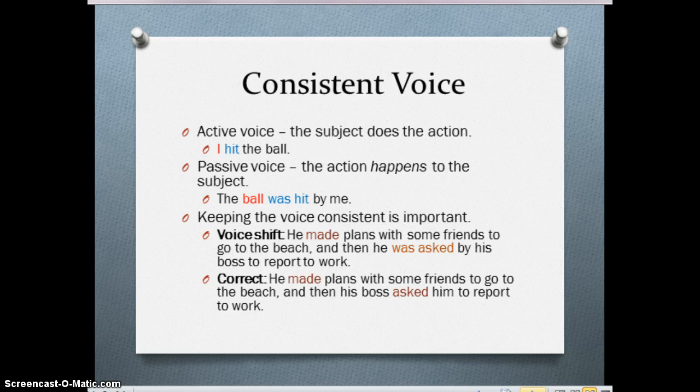If you'll notice, the verbs made and was asked are both in a different color. The made is an active voice because it is what the subject he did. But the verb was asked is in an orangish brown, and it is showing that the subject, he, has something happening to him. It's not he is doing something, something is happening to him. So we don't want to do that.